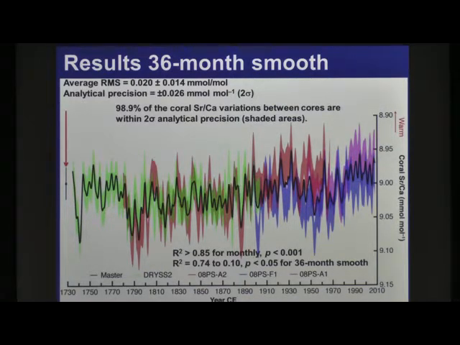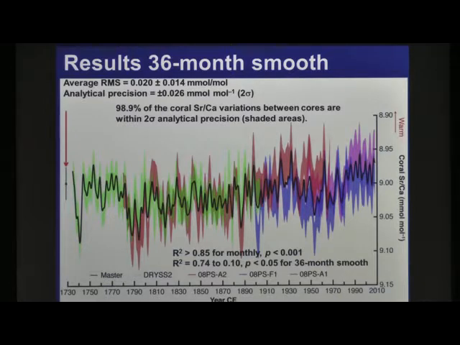The next thing I've done is I've plotted each of the records as a shaded area that represents a 2 sigma analytical precision. So everywhere where these shaded areas are overlapping, those differences are within analytical precision. Where they do not overlap, those differences are larger. If we look at the whole record, 98.9% of all of the strontium calcium variations are within analytical precision. So that's very good. It makes me happy for this reconstruction.